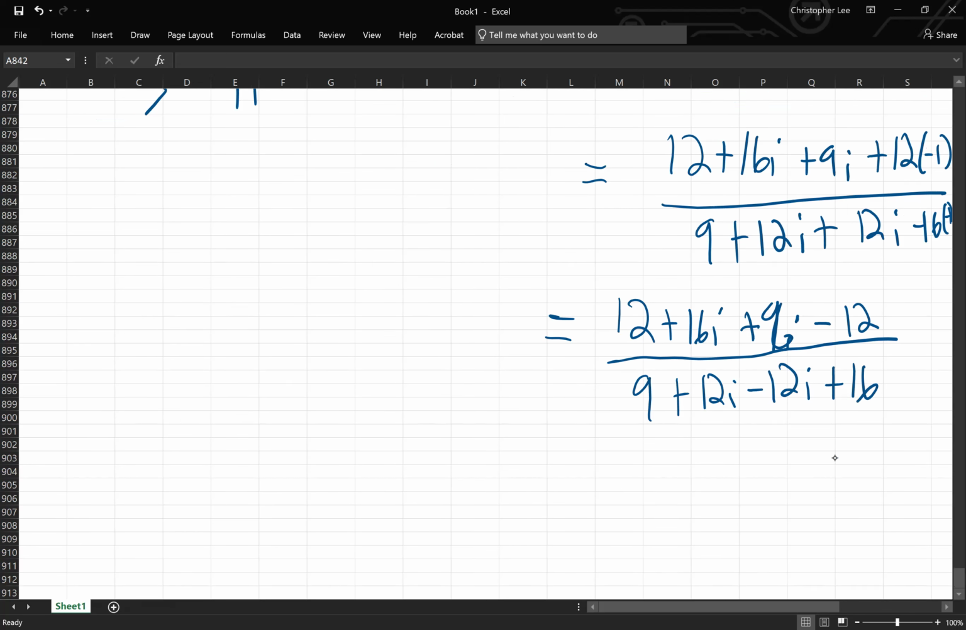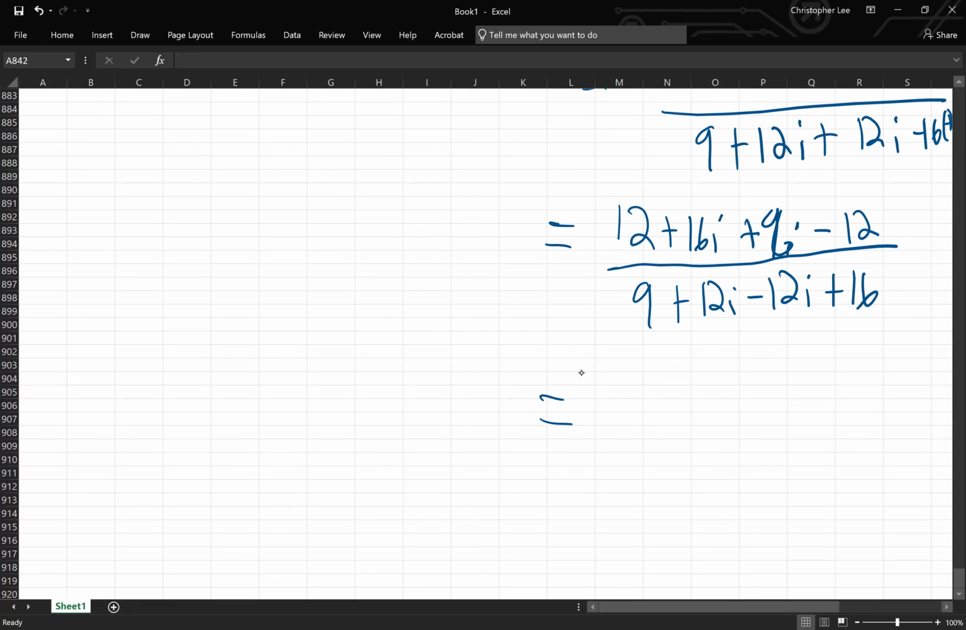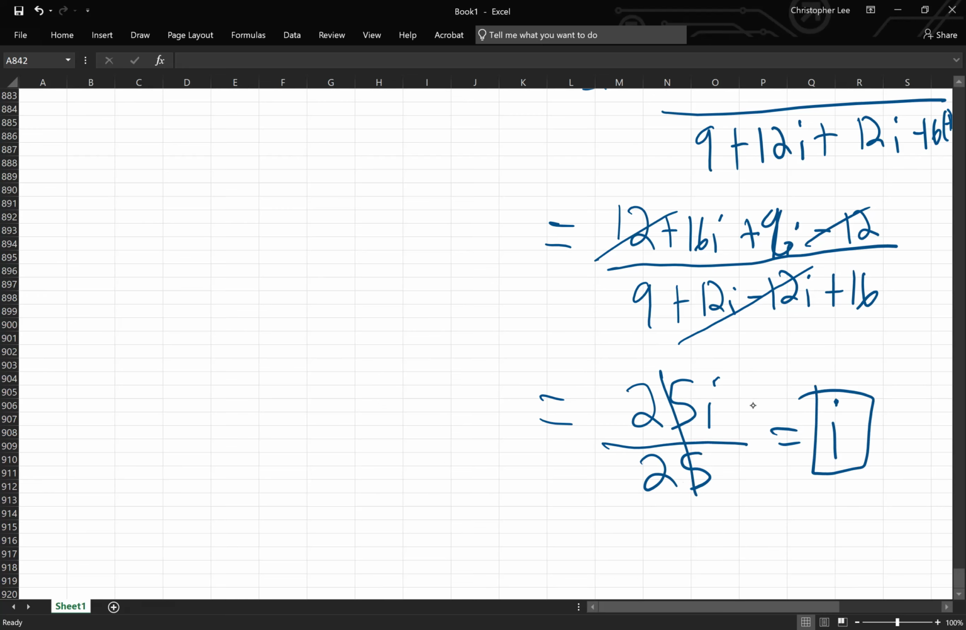Now let's combine like terms, right? 12 and 12 will cancel out. 16i plus 9i should give me what? 25i. On the bottom, the middles will cancel. 9 plus 16, that's 25. And the 25s will cancel. So the final answer is i. That's it.